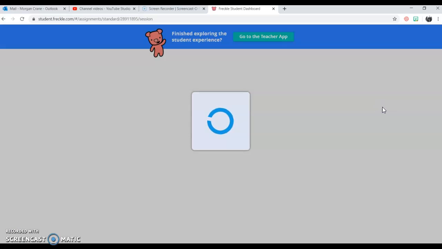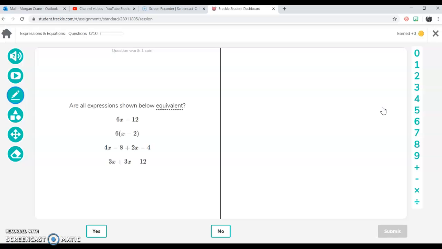So, today you are finding equivalent expressions. Equivalent means equal. Okay, so they're the same. So what you're going to have to do is what's called factoring. This is what I didn't get to show you yesterday. Factoring means you take an expression that they give you. So 6x minus 12. We're going to start with the first one here.